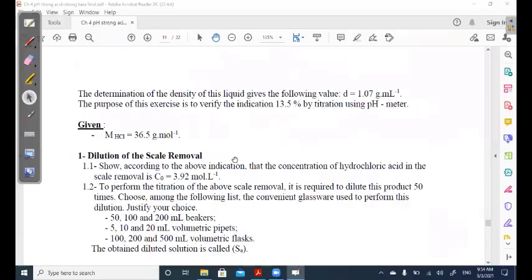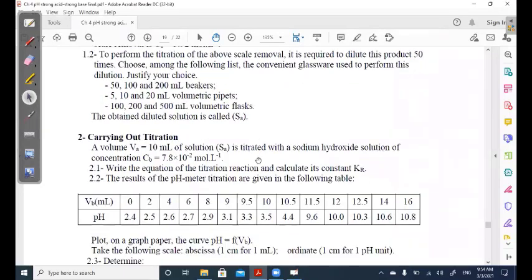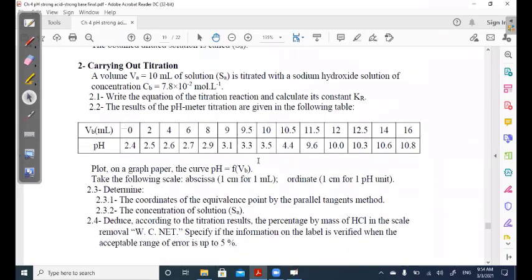Part 2, carrying out titration. A volume VA equal 10 milliliter of solution SA is titrated with a sodium hydroxide solution of concentration CB equals 7.8 × 10^-2. Write the equation of the titration reaction and calculate its constant Kr. Constant Kr is not needed in this year.